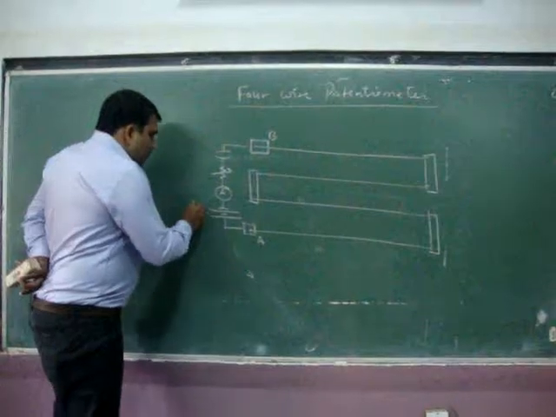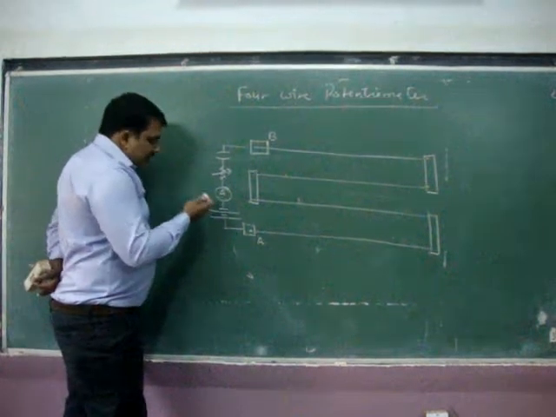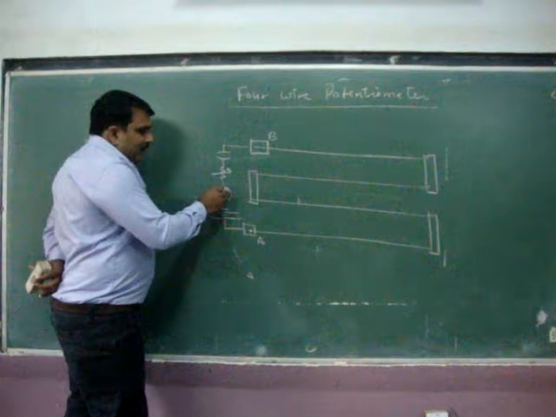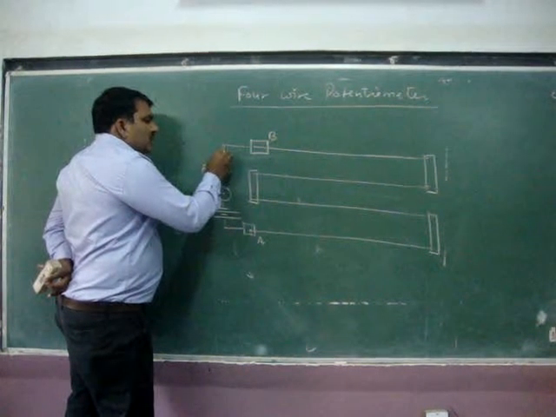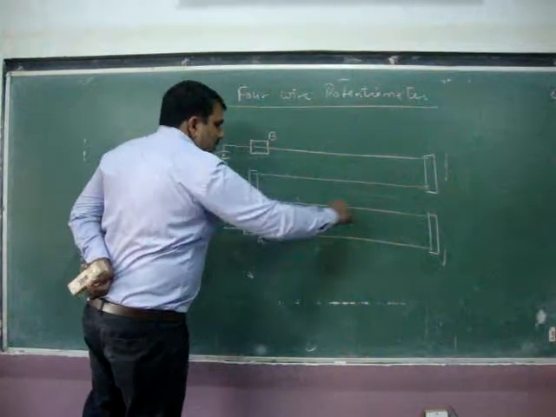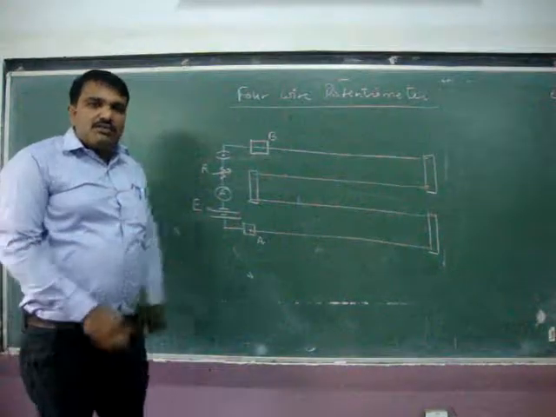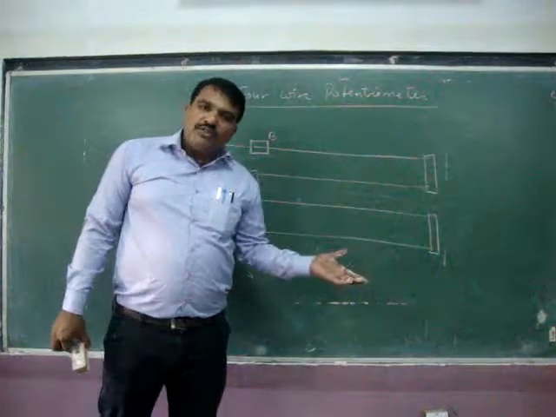Now you can see that here is a cell of EMF E, an ammeter, a variable resistance R, and this key. As soon as you close this key, current will start flowing in this primary circuit of the potentiometer. So this is a simple 4-wire potentiometer.